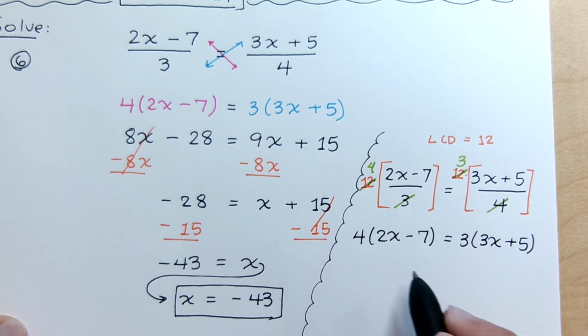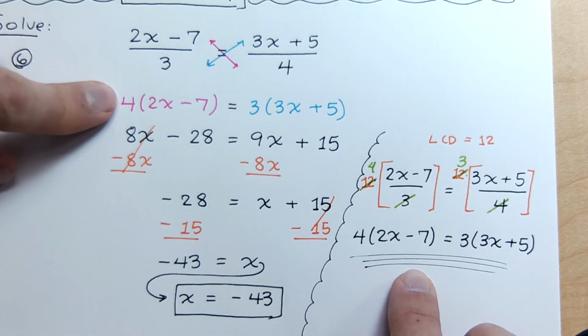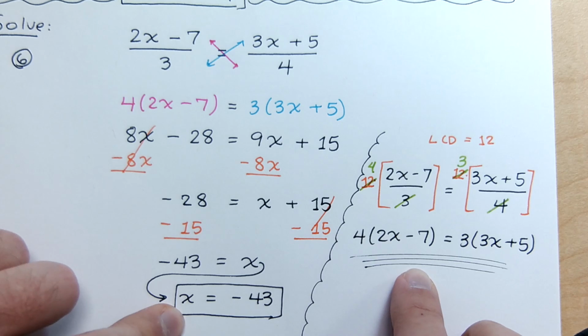And you'll notice that what I have right here is the same thing as what I have here in pink and blue, which means you're going to get the same result, x equals negative 43.